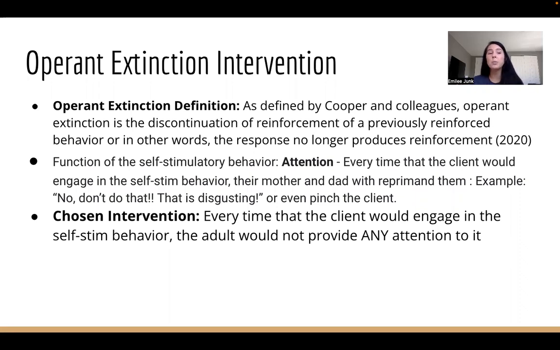Every time that the client would engage in the self-stim behavior, their mother or dad would reprimand them. So an example would be them saying, "Don't do that," or "That's disgusting," or even pinching the client in some instances. So the chosen intervention is that every time that the client would engage in this self-stim behavior, the adult would not provide any attention to it.